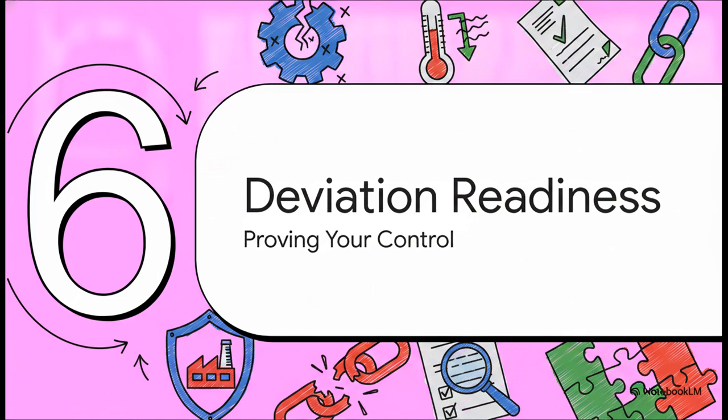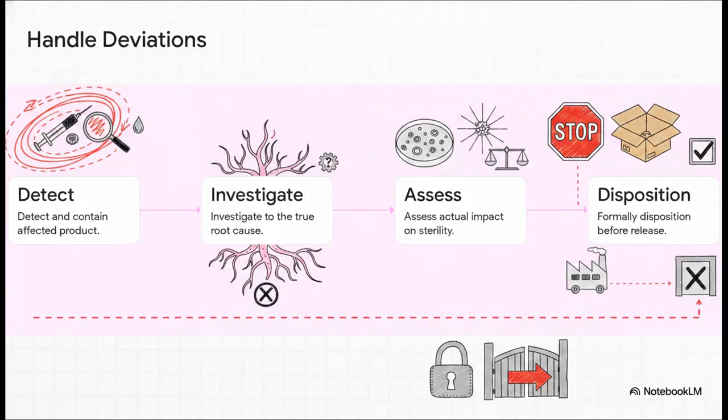Section 6. Deviations in audit readiness. Proving your state of control. But what happens when things go wrong? Because, let's be real, eventually they will. When a deviation occurs, say a sudden unexpected drop in chamber humidity, you have to follow a strict path.